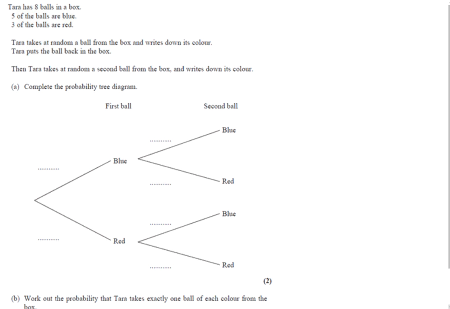Tara has 8 balls in a box, 5 of the balls are blue and 3 of the balls are red. So we can tell that the probability of having a blue is 5/8 and the probability of it being a red is 3/8. Okay, so 3 out of 8. So we can stick that in there.